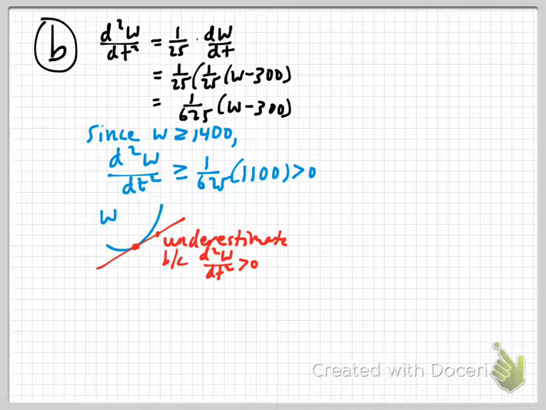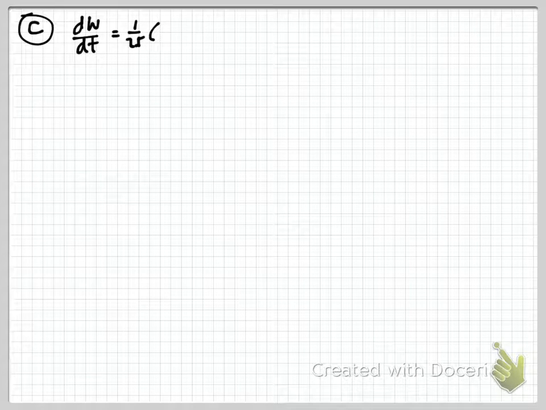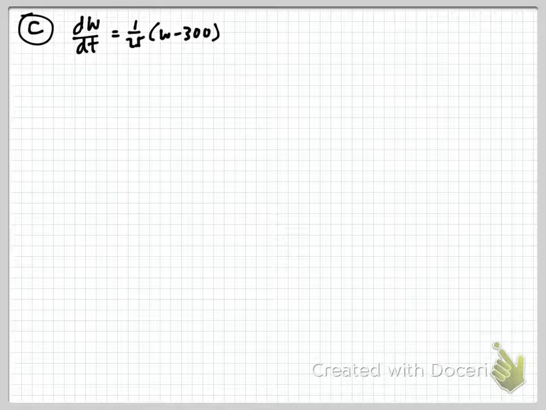Okay. Alright. So then part C. What is it asking us? Okay, so find the particular solution. This is the good stuff, okay? So let's be really careful here. So we're given that dW/dt is equal to 1 over 25 multiplied by W minus 300. And we're trying to find the particular solution, and so we need to make sure we separate the variables because it's a separable differential equation.